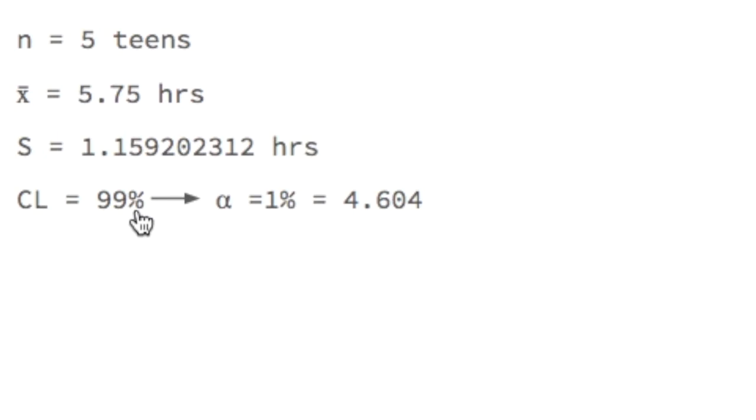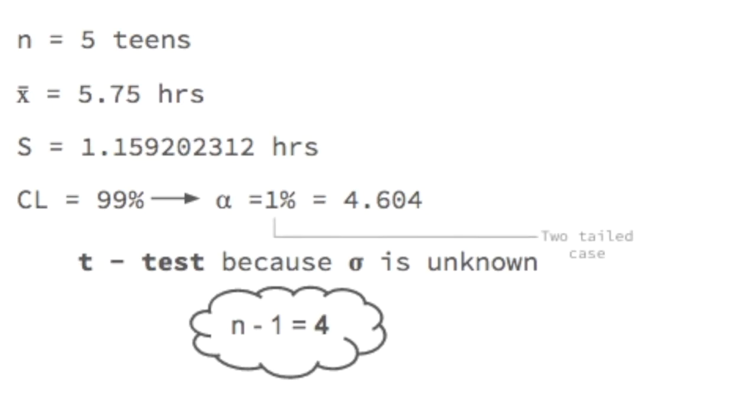Just like in the first example, we have to use a t-test because the sigma is unknown. In this case, if we have 99%, that leaves us with 1%. Therefore, we look for 0.01 on top of the table in the two-tailed section. Then we subtract n minus 1 for the degrees of freedom on the left side of the table. In this case, n minus 1, or 5 minus 1, equals 4.